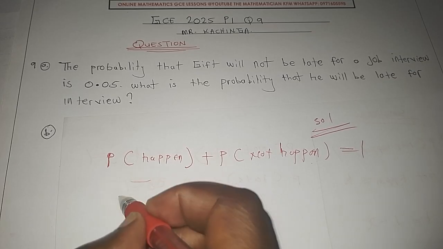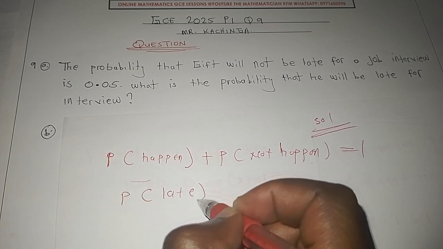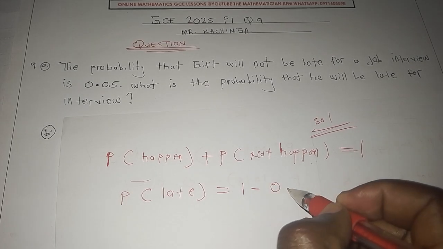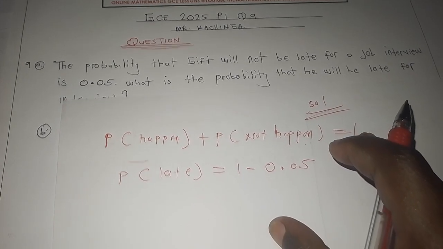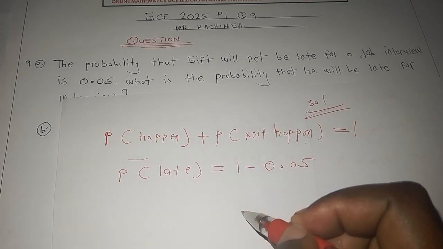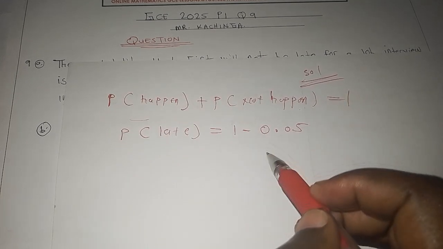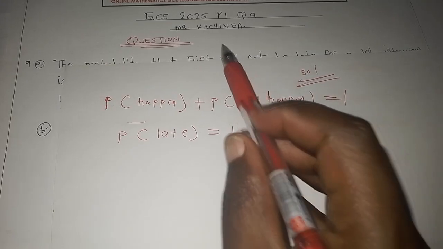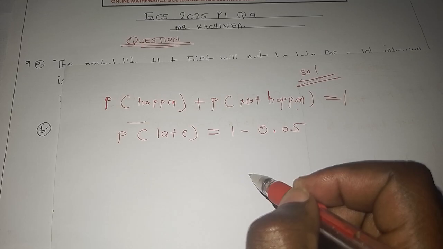So just say probability of late equals 1, then take away 0.05, as simple as that. Okay, I'm going to explain later on at the end of the video why we subtract from 1. Now we are going to say 1 minus 0.05. Now take note, this question is from paper 1, as you can see here. So there is no need of you using a calculator.